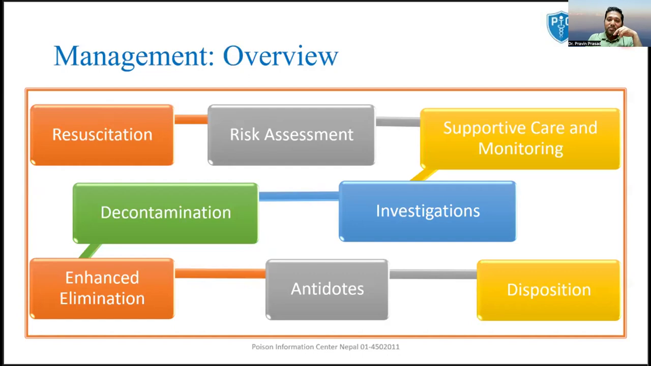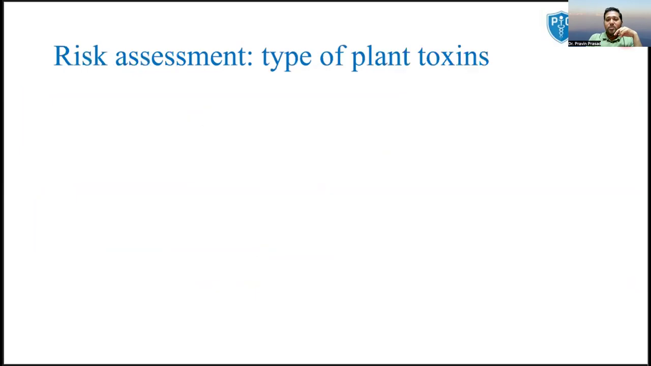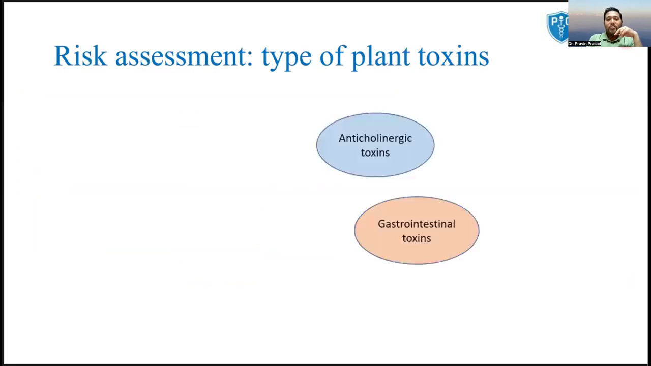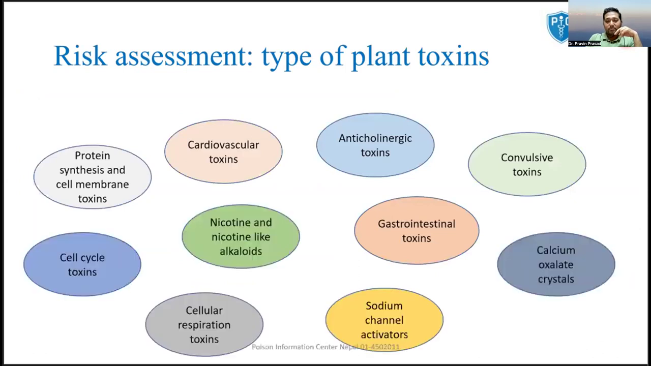Of all these steps, the most critical step, in my opinion, for the management of plant poisoning would be risk assessment. And these are the 5 points that we really want to see. So for the agent, even if we cannot identify the exact toxin that we are dealing with, we can try to identify which organ system is most affected, what the prominent symptom is. So maybe the person has taken some digitalis plant that would come up with cardiovascular toxins. Maybe the person has taken some datura plant that can come up with anticholinergic toxins. So that will help us narrow down which toxin we are dealing with.